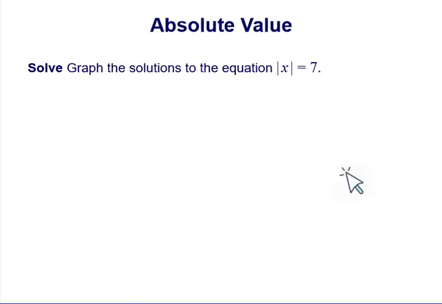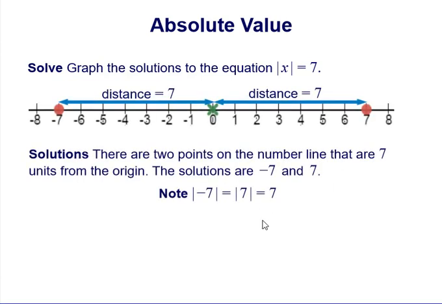So here's another example where we have that equation and the directions to solve and graph the solutions to the equation, absolute value of x equals 7. Well, again, the absolute value is our distance away from the origin, so this is asking what number x is 7 units from the origin.